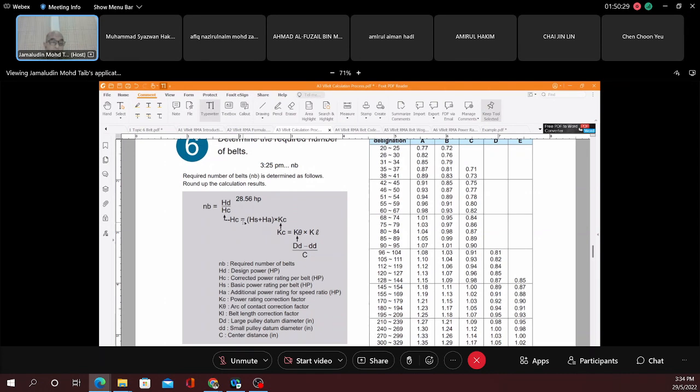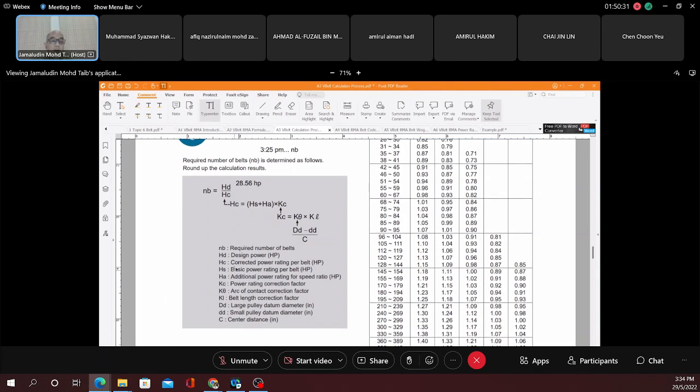That's what it means. HC is the corrected power rated per belt. That means the power that can be carried by one single belt. Let's say you have 28, and the power of a belt is maybe 5. You divide that and round it off to the next round number. That actually is how much power one belt can carry.